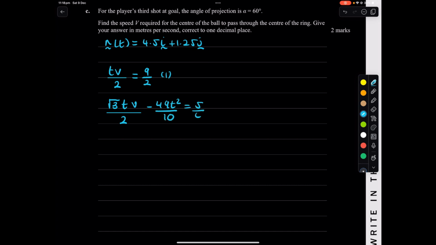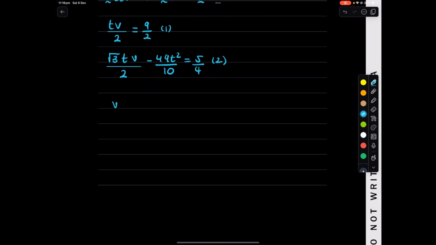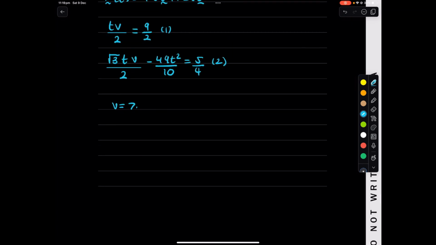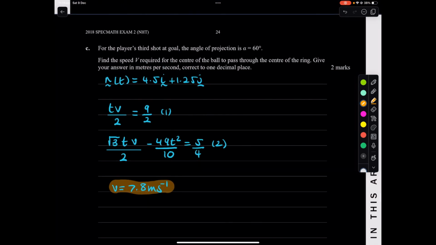That's the second equation, and we solve those to get your final velocity, which is 7.8 meters per second, correct to 1 decimal place. Nicely done. For the speed, find the angle. Yeah, just find the speed, correct to 1 decimal place.